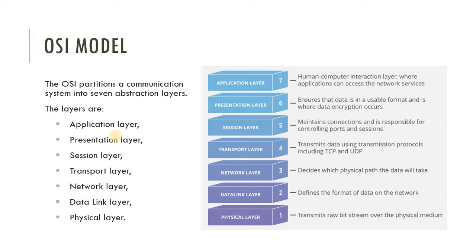The transport layer decides how to transmit the data using a transmission protocol, including TCP and UDP. The session layer maintains the connection and is responsible for controlling ports and the session. The presentation layer ensures that data is in a usable format and is where data encryption occurs. And last is the application layer, the human-computer interaction layer, where applications can access the network services. Each layer has its own individual work. If a sender wants to send data packets to the receiver host, then the data packets have to pass through these 7 layers. We'll understand these 7 layers in more depth in a later session.